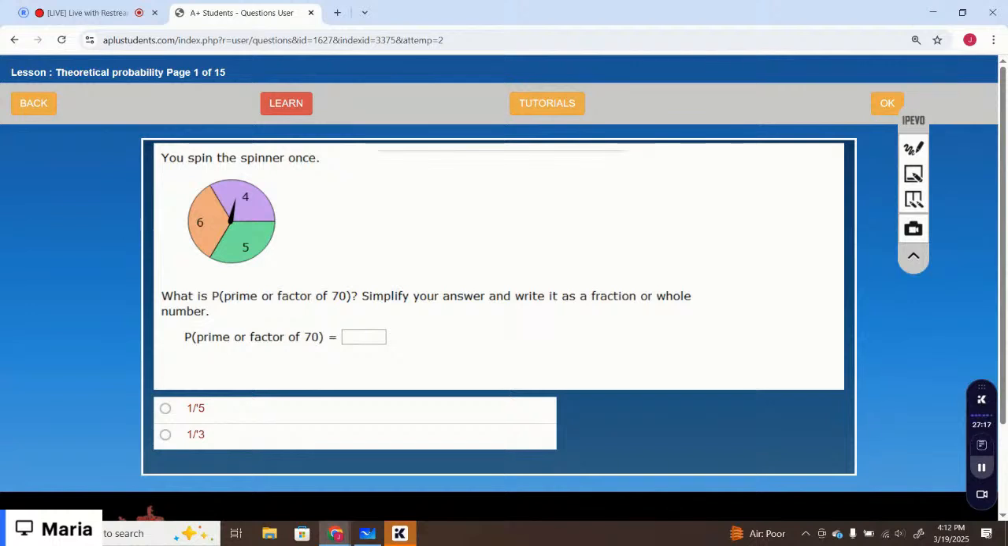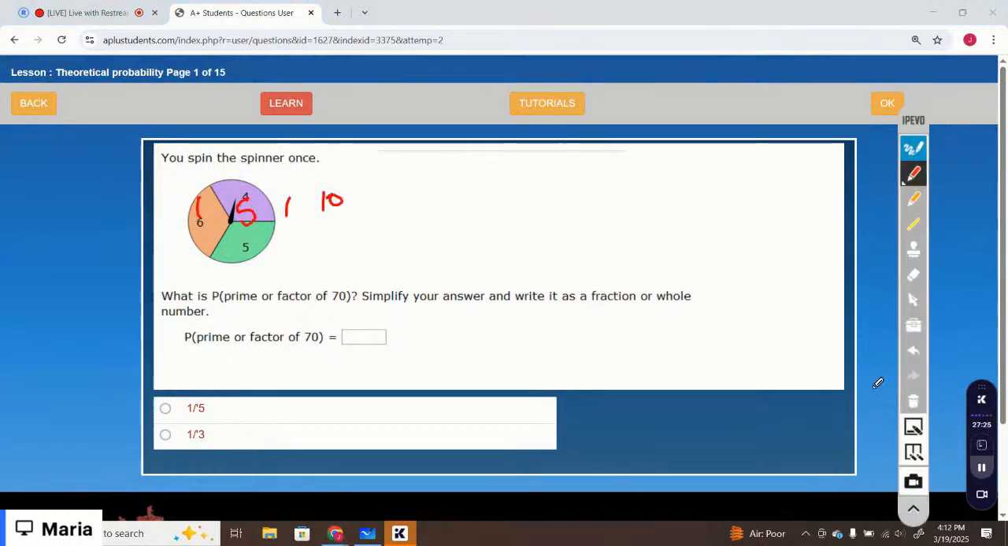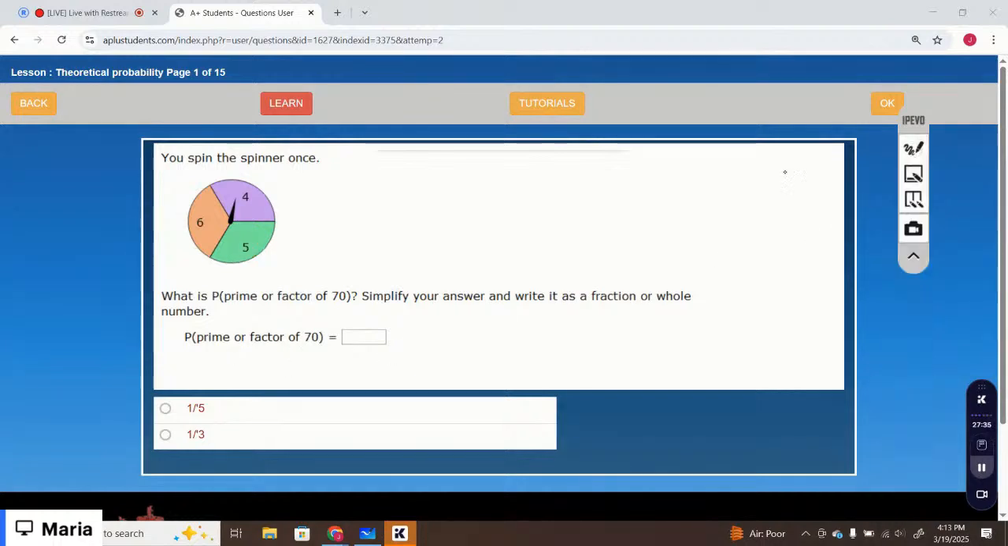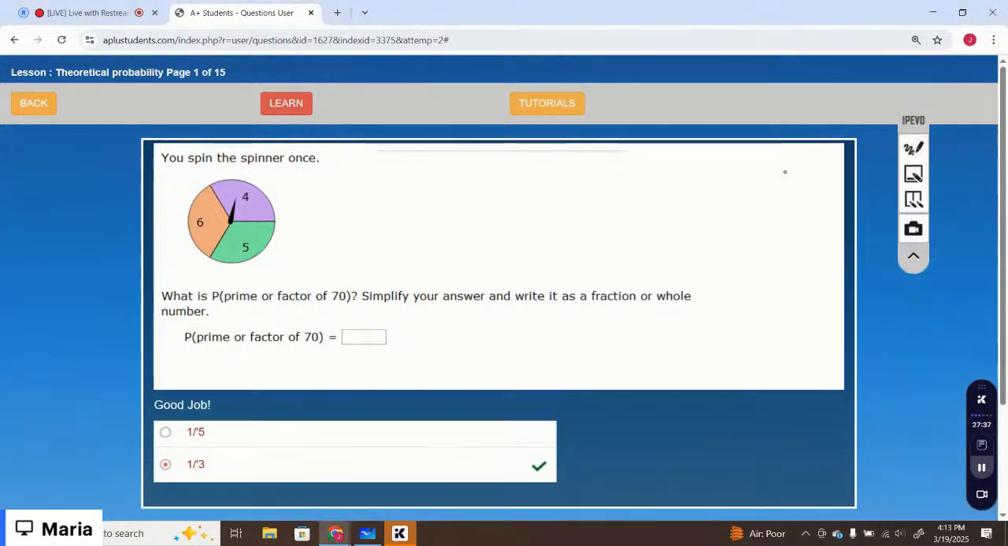You spin the spinner once. What is the probability of prime or factor of 70? The only prime number here is 5, and the only factor of 70 is 5. So the probability of prime or factor of 70 is 1 out of 3. Option number 2 is the correct option.